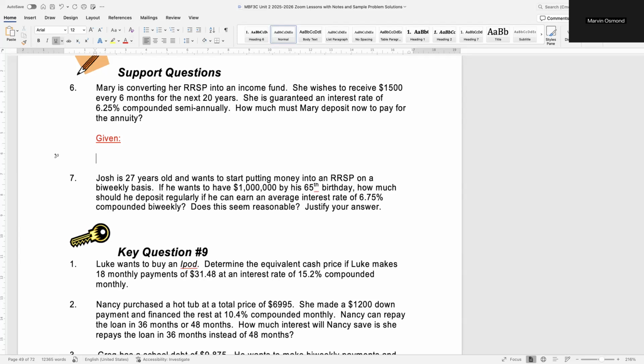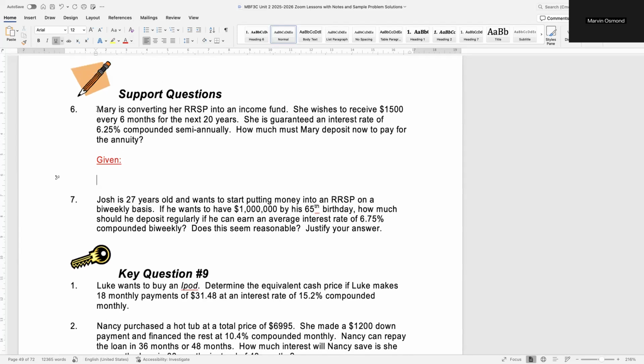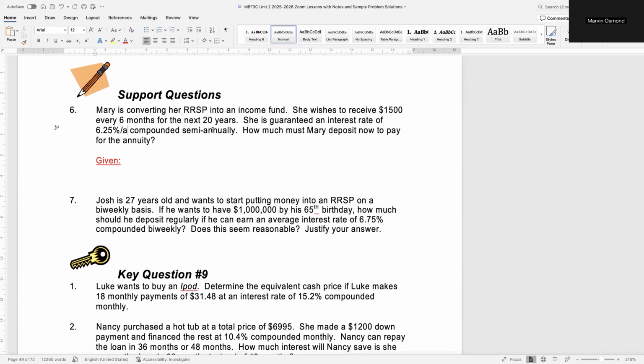We know she wishes to receive $1,500 every 6 months for the next 20 years. She's guaranteed an interest rate of 6.25%, and that should be per year. Compounded semi-annually. Semi-annually means twice per year. How much must Mary deposit now to pay for the annuity?